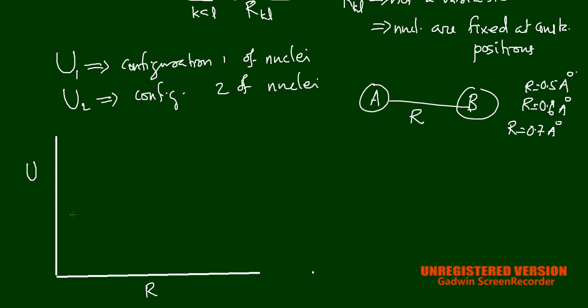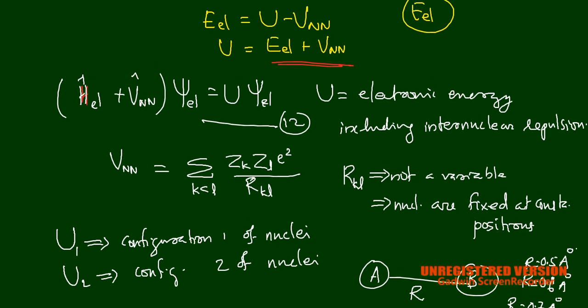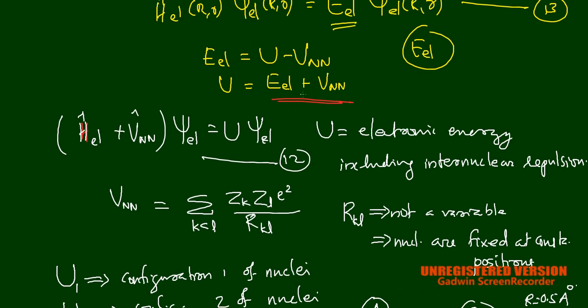So if I am choosing r as 0, meaning there is no distance between A and B, what will be the value of u? You can guess what will be the value of u, because you already know that u is equal to E electronic plus Vnn. Whatever may be the value of E electronic, we don't know, but we know what is the value of Vnn.